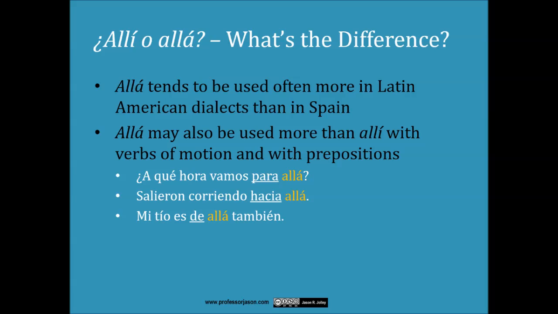Allá may also be used more than allí with verbs of motion and with prepositions, similar to acá, right? So, ¿a qué hora vamos para allá? Para being the preposition. Salieron corriendo hacia allá. They took off running toward that distant location. Mi tío es de allá también.